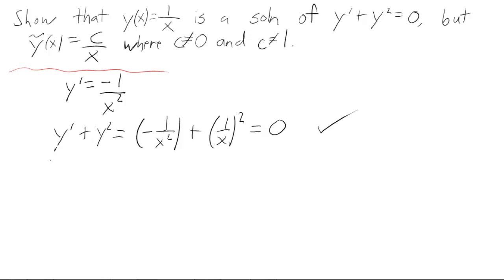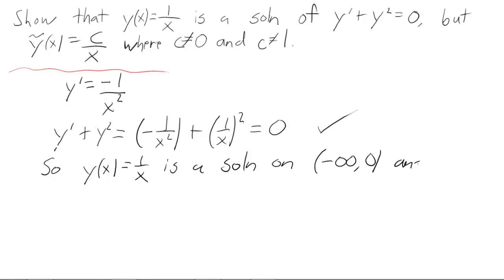So in particular, y of x equal to 1 over x is a solution on the interval, I guess, negative infinity to 0, and also on the interval 0 to infinity. Because remember, our solutions need to be continuous. So the real heart of this problem is showing that this guy right here, y twiddle, is in fact not a solution of this differential equation.